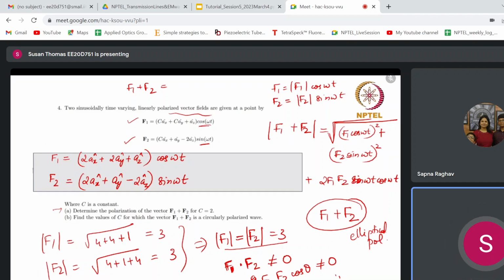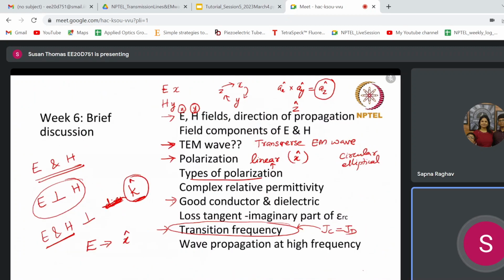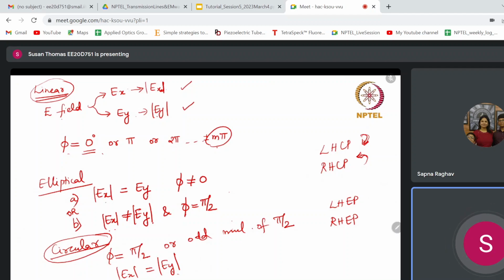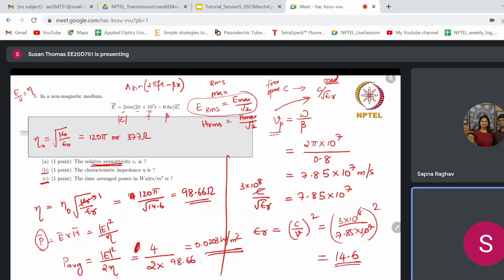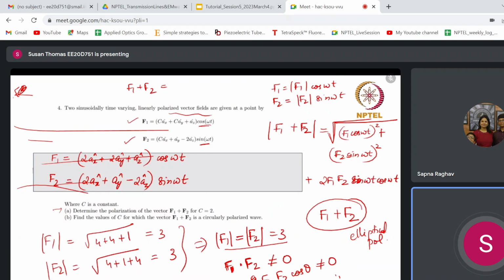So the basic understanding of elliptical polarization: there are two cases. Either the magnitudes should be equal and phi not equal to 0, or the magnitudes are not equal and phi is equal to pi by 2. So in our question, F1 plus F2 is satisfying the condition for elliptical polarization. Now the second part: find the value of C for which F1 plus F2 is a circularly polarized wave.